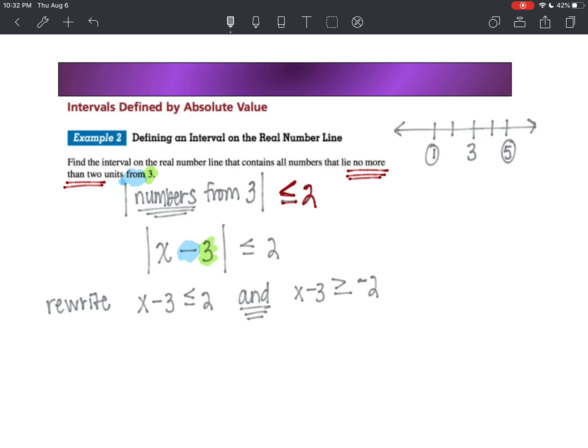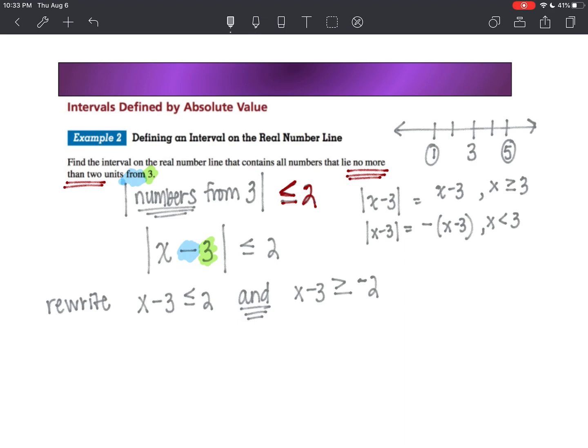Now you probably wondered, why do you do that? Why do you flip it and then make it a negative? Well, the absolute value of x minus 3 is the same thing as x minus 3 when x is greater than or equal to 3. And the absolute value of x minus 3 is also the opposite of x minus 3 when x is less than positive 3.